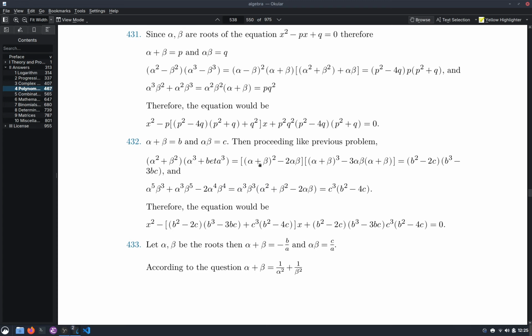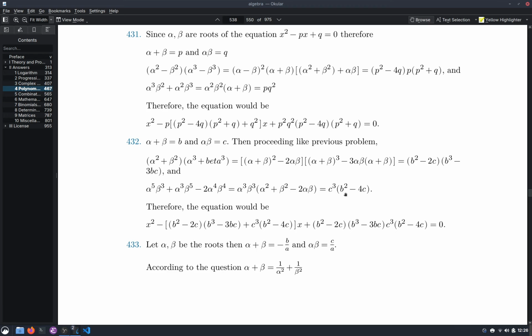We can write this as alpha plus beta whole square minus 2 alpha beta, and alpha plus beta whole cube minus 3 alpha beta into alpha plus beta. So this becomes b square minus 2c, and this becomes b cube minus 3bc. The other root is alpha to the power 5 beta cube plus alpha cube beta to the power 5 minus 2 alpha to the power 4 beta to the power 4. We take alpha cube beta cube common, we are left with alpha square plus beta square minus 2 alpha beta. So this we can write as c cube into b square minus 4c.